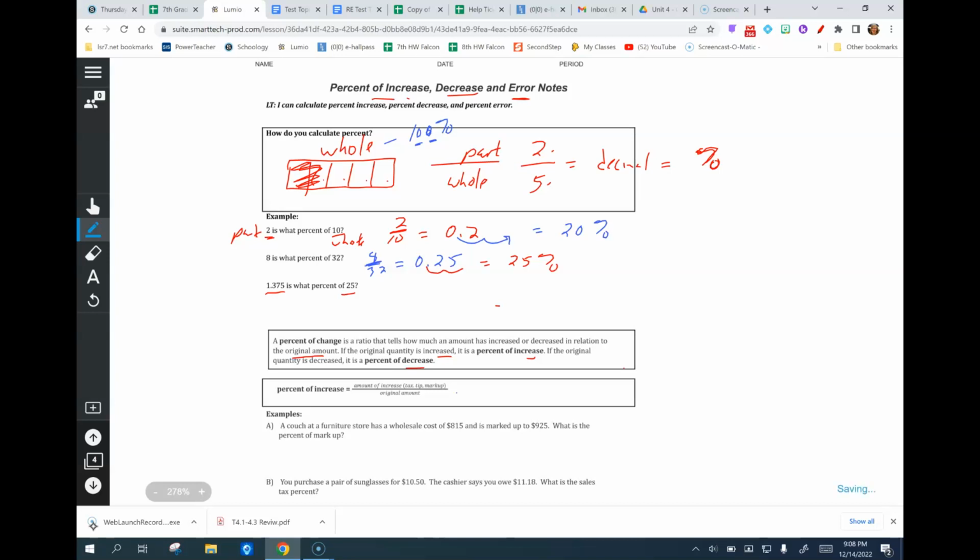And I'm going to change this a little bit. Percent increase is the amount of increase. How much did it change? Now, you're not going to have a negative number. Don't worry about negatives. We'll talk about that later. But you're going to take big number minus small number. That's going to be your change, amount of increase. And that's going to be divided by the original amount. Okay? That's all you have to do with this one.